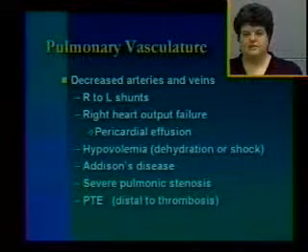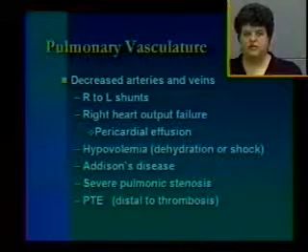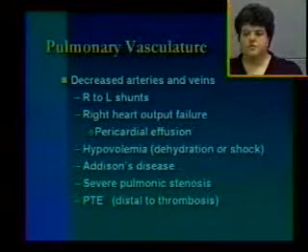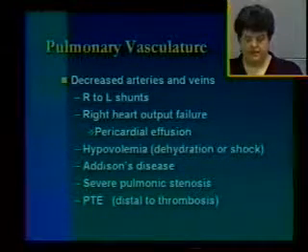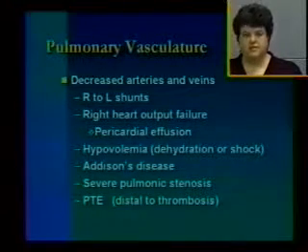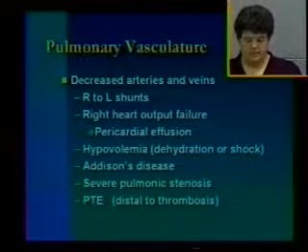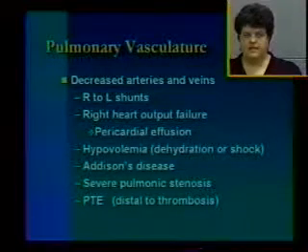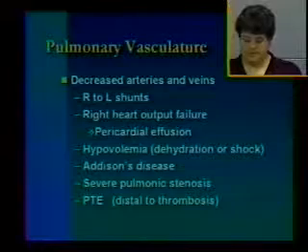The most common cause of decreased arteries and veins is hypovolemia, so dehydration, either from vomiting and diarrhea or shock, such as in a hit by car dog. You can see this in Addisonian dogs, and then in severe pulmonic stenoses and PTE, this time distal to the thrombus.